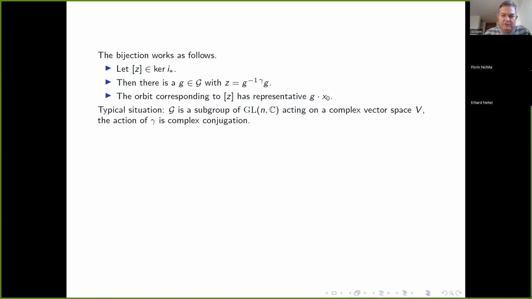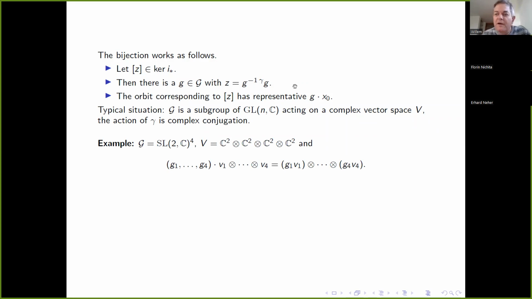And to give another example on which I recently worked, just to make a bit more publicity for my own stuff. If you take the group G, which is SL2C to the power 4, acting on the 4-fold tensor power of C2 in this way. And well, then the group fixed under gamma is just SL2R to the 4th, and V gamma is the 4-fold tensor power of R2.